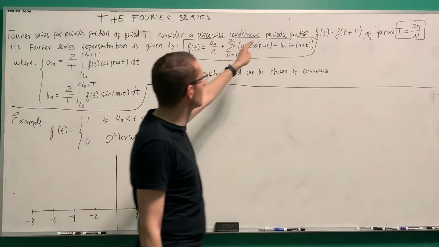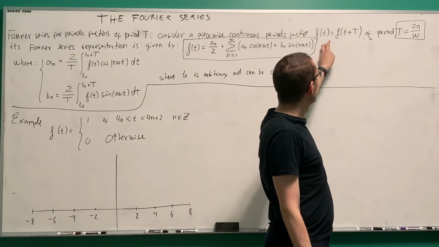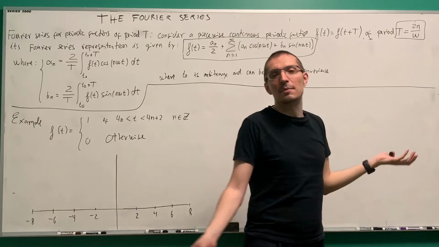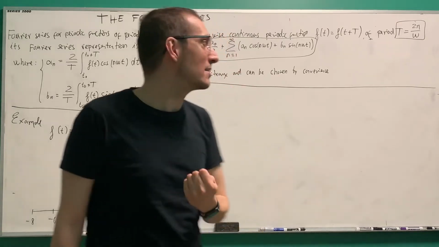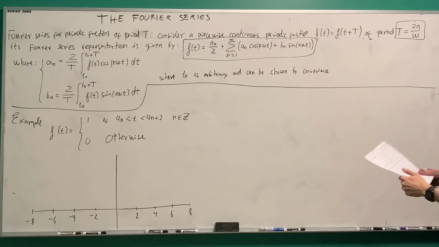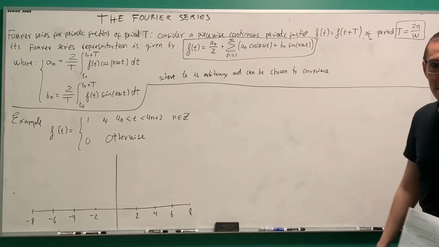So consider a piecewise continuous periodic function, f of t, and this means periodic: f of t is equal to f of t plus T. That's periodicity. It repeats itself after T units. And the period, we write it in terms of this omega. This is the frequency, or you can call it angular frequency.